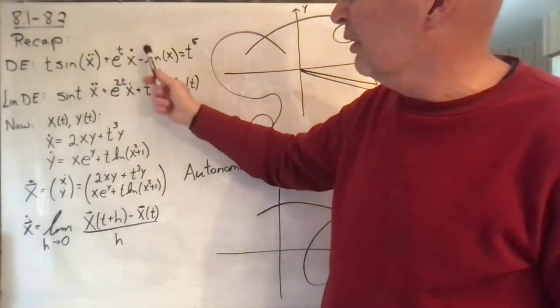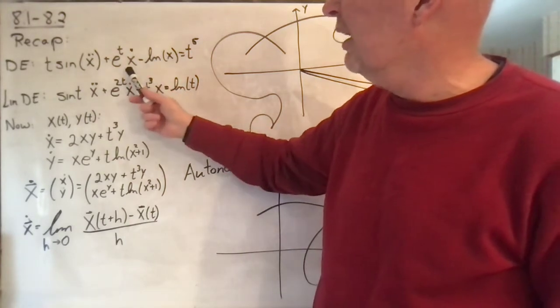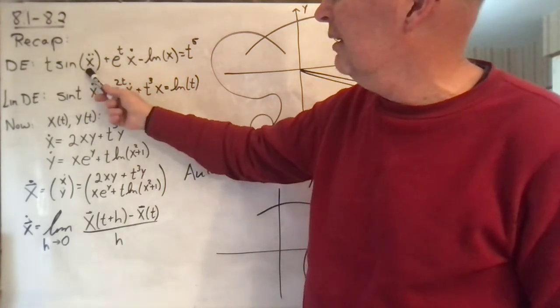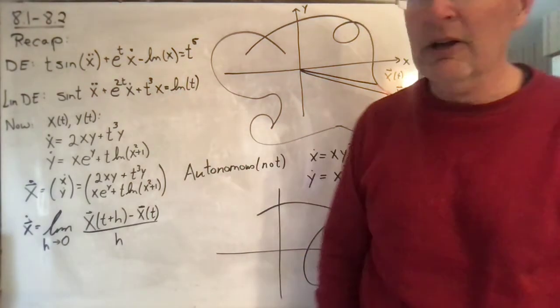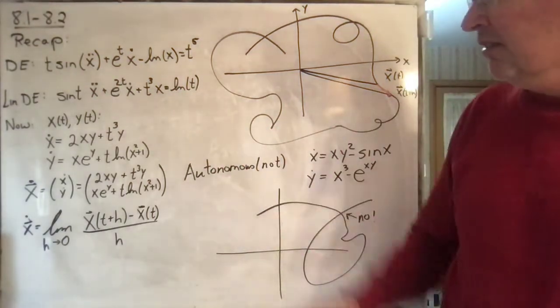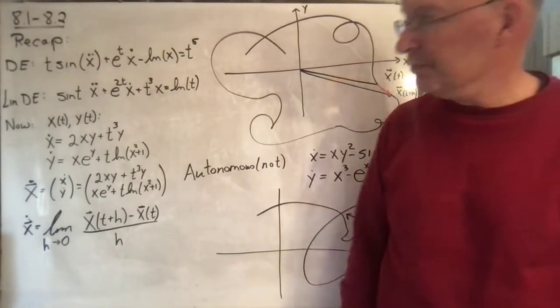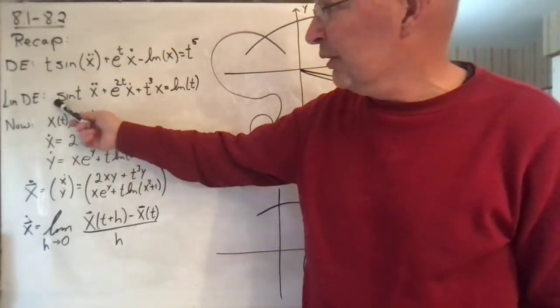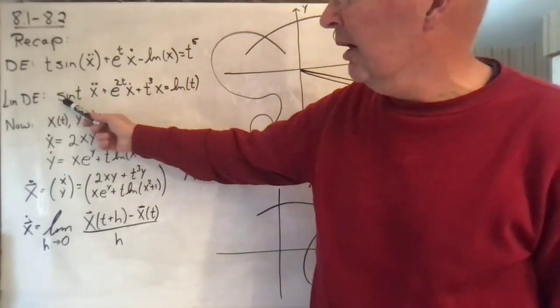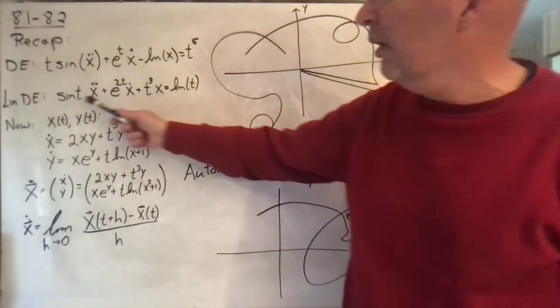It's a second order DE. Look how messy it is. It's certainly not linear because you're taking the sine of the second derivative and you're taking the ln of the function itself. And so anyway, that's an example of a DE. We didn't even try something like that. We restricted ourselves to either ones that were separable or ones that were linear.